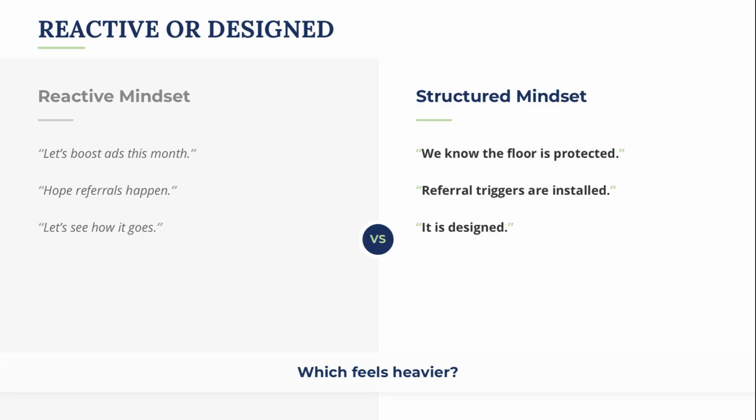By this point, the pattern becomes clear. Practices tend to operate in one of two ways: reactive or designed. Reactive practices wait for instability to appear, then try to correct it with effort. Designed practices build systems that protect momentum before instability appears. What we described earlier as drift is simply what happens inside reactive systems. That's the distinction. Not busy versus lazy, not good versus bad, reactive versus designed.